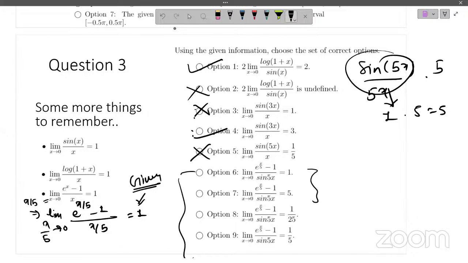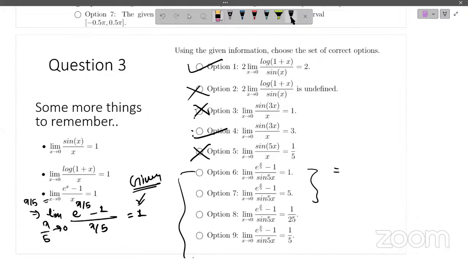So then what will happen? Here we observe that it is something like e to the power x by 5 minus 1, which is the same as this numerator. So I'll try to break it down so that I get the limit in terms of some limits which I already know. So it is (e to the power x by 5 minus 1) upon sine of 5x. Here I observe that x by 5 should be in the denominator, so I'll multiply and divide by x. This will become x into x upon sine of 5x.